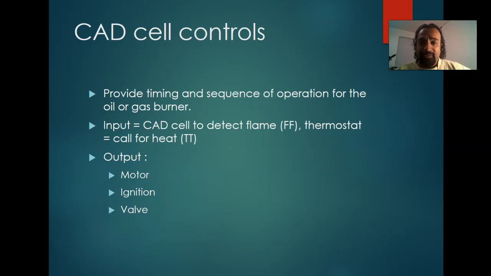Okay, so the primary CAD cell control provides timing and sequence of operation for oil and gas burners. Think about it: you need the elements of combustion, you need air, you need fuel, you need ignition. So you need to time these properly, and you're dealing with very combustible fuels. You want things to be done properly with the least amount of problems, and you also want to ensure the safety, that these things are happening at the right time and in the right amount.